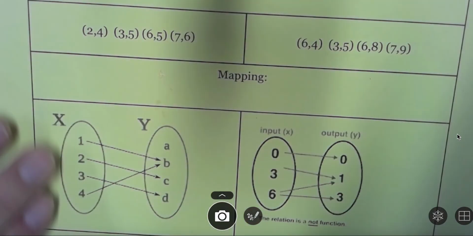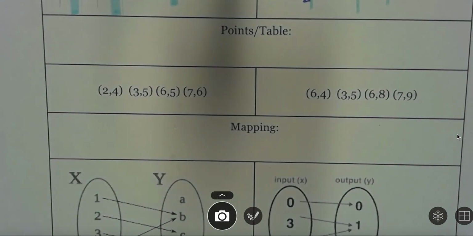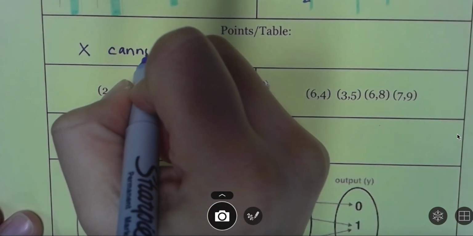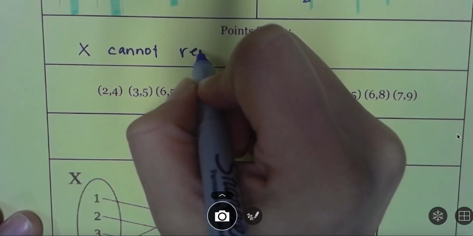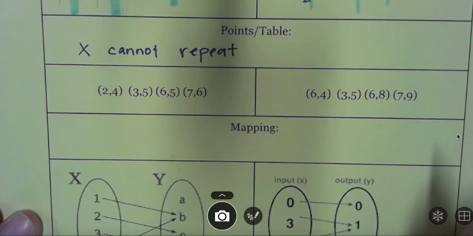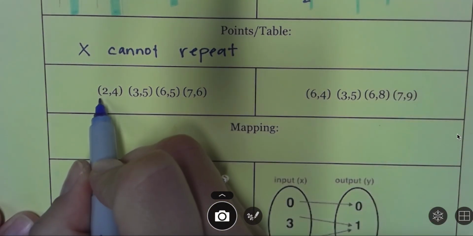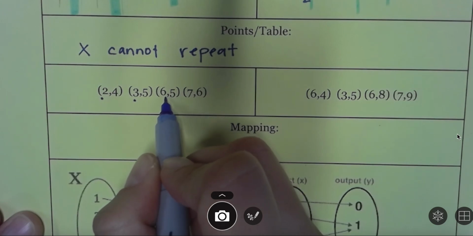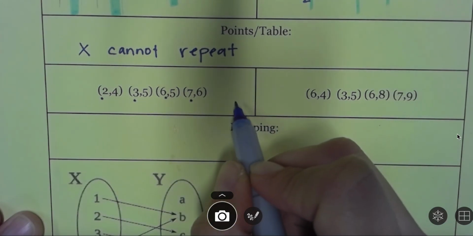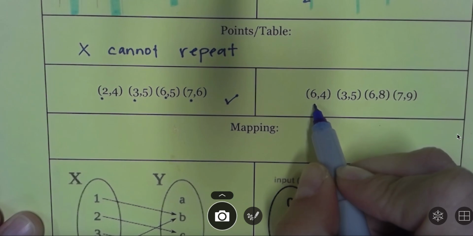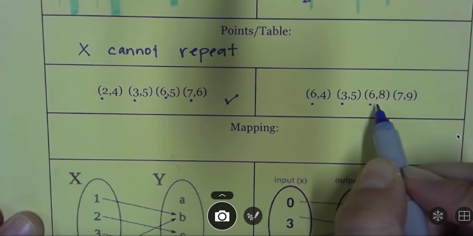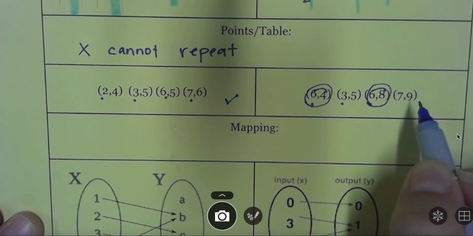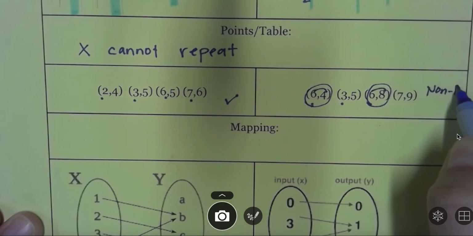Okay, so let's talk about what happens when we have points in the table. So remember, this is where x cannot repeat. X can only be on there once, and it can only correspond to one y value. So here's my x, that's the first number, is 2. The x here is 3, the x here is 6, the x here is 7. So that one works. On this one, I have 6, 3, 6 again. So that cannot happen. The 6 can only go to a 4. It cannot go to an 8. So that would be a non-function.